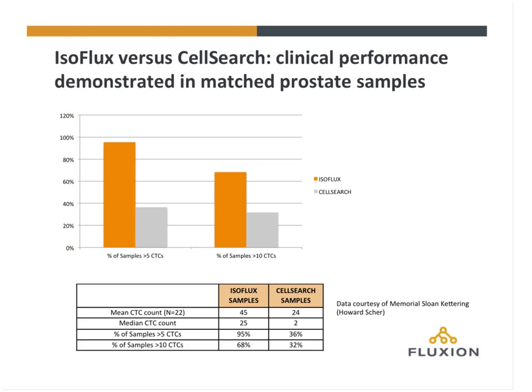So while we can use cell lines for analytical comparisons, clearly there's no substitute for actually doing clinical testing. And here we show a matched clinical study done at Memorial Sloan Kettering using prostate cancer clinical samples. Here we collected 2 tubes of blood from 22 patients and processed all of them the next day on either the IsoFlux system or the CellSearch system using standard protocols for both platforms. And if we look down at the data below, we see that 95% of these samples had more than 5 CTCs on IsoFlux compared to 36% for CellSearch.